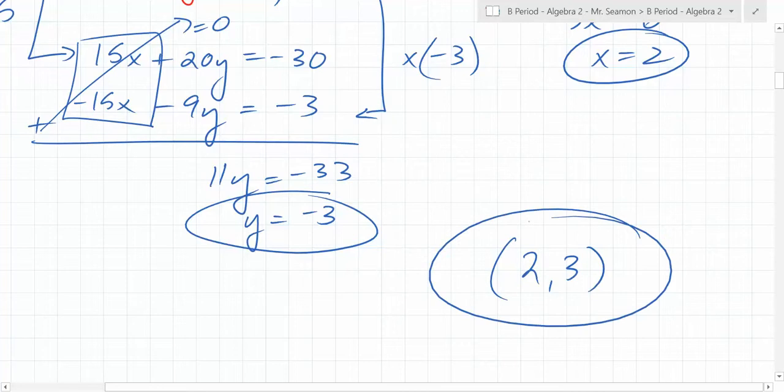And when you have time, what should you do? You should check. You should check.